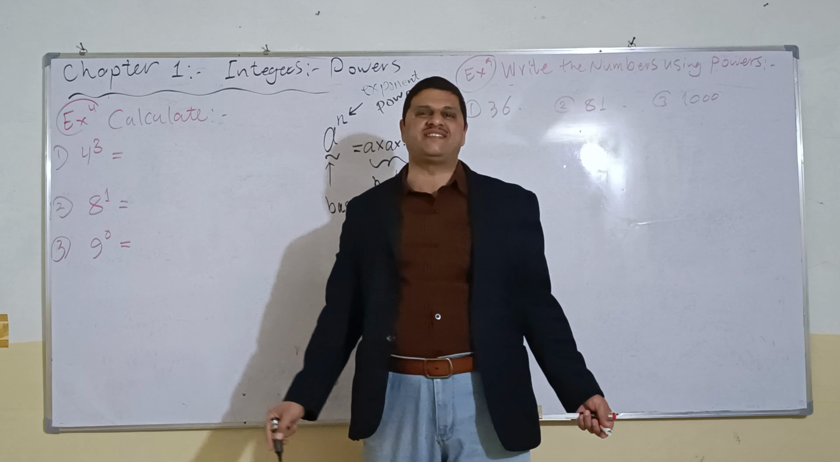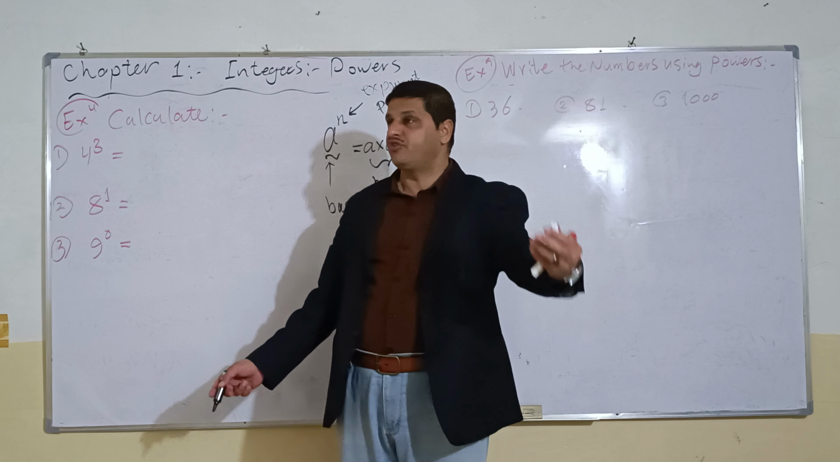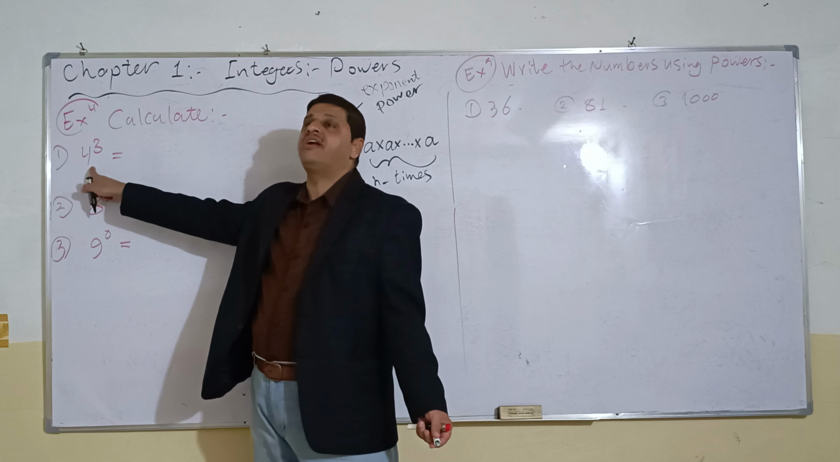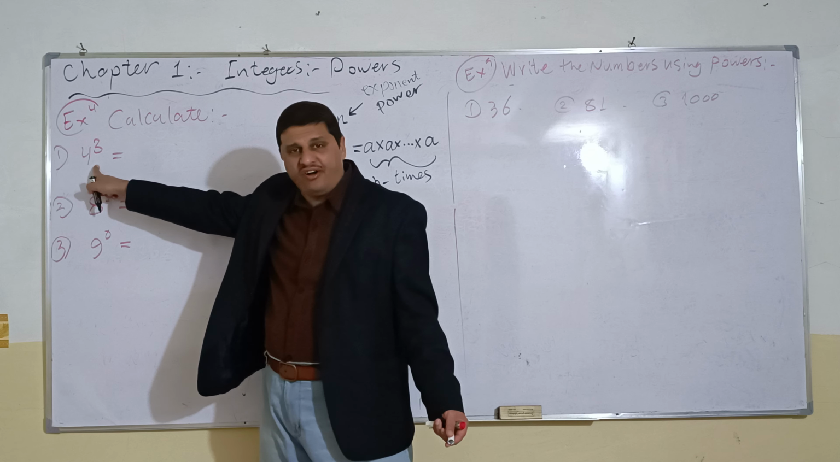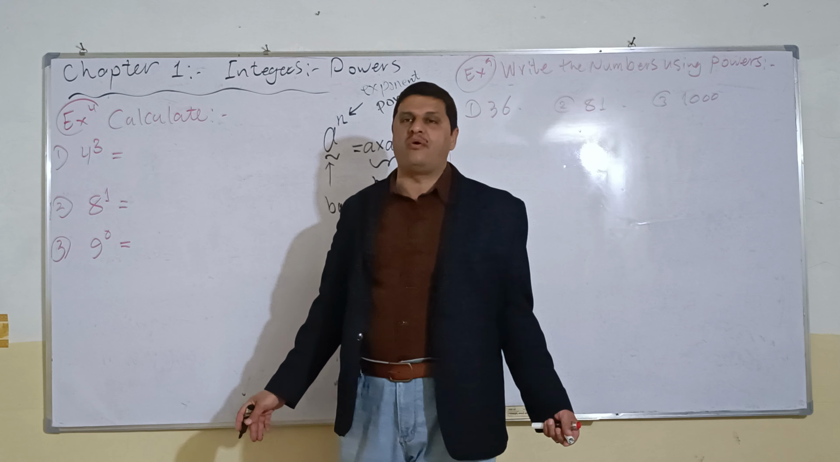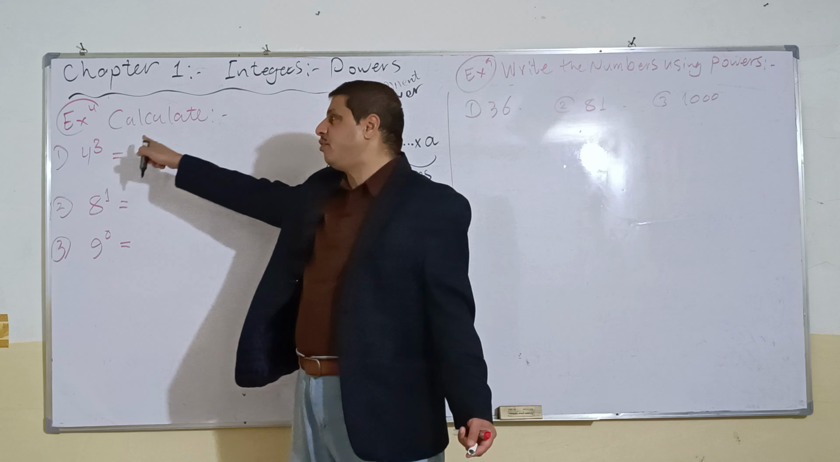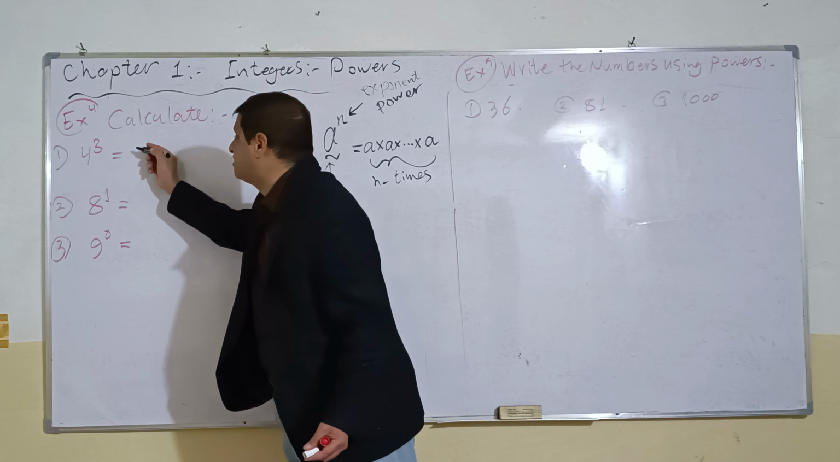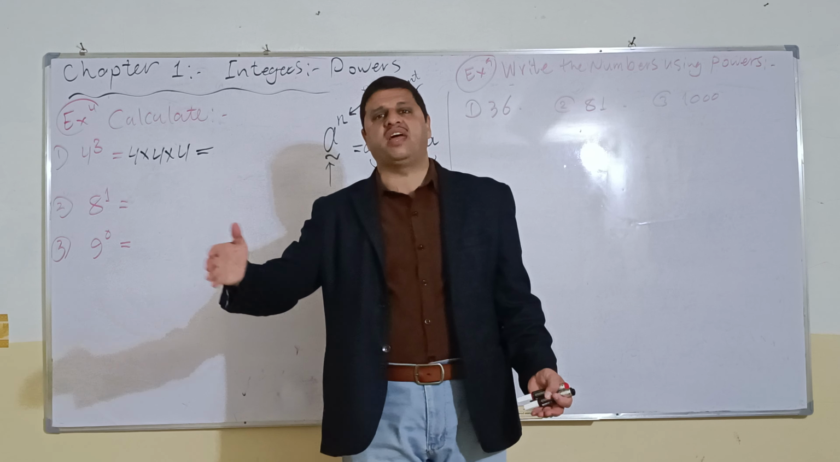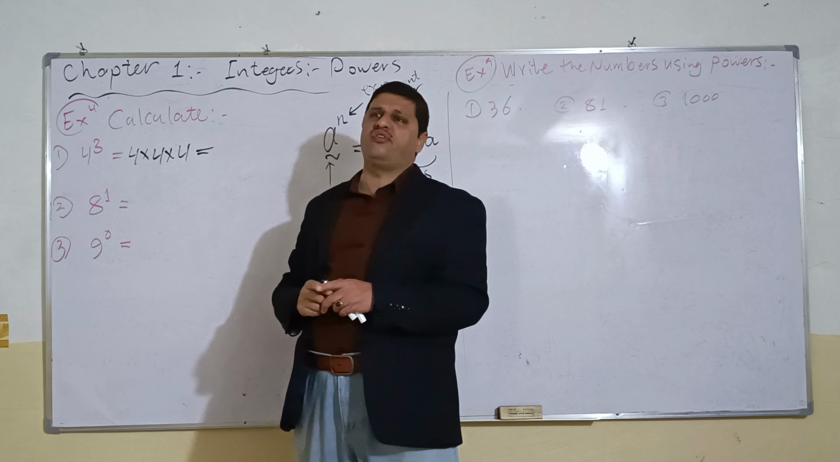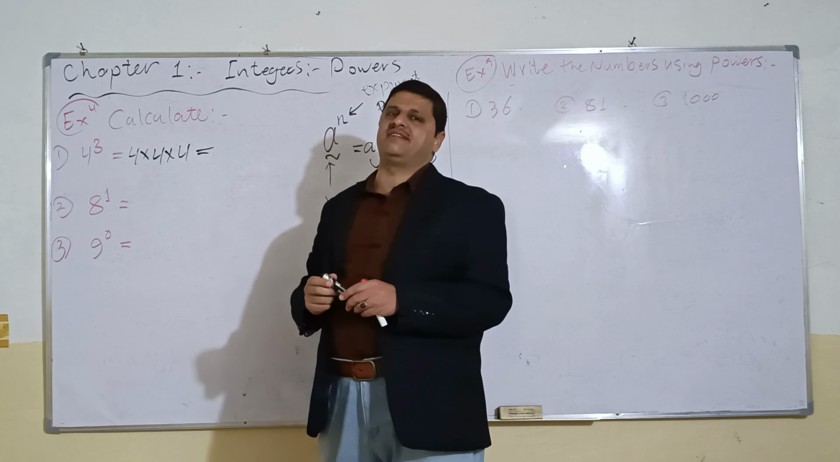Let's solve these questions. Okay, students? Just focus with me. 4 to the power 3. That means the base is 4 and the exponent or the power is 3. That means 4 times 4 times 4, honey students. A is multiplied by itself 3 times. 4 times 4 is 16, times 4 is 64.